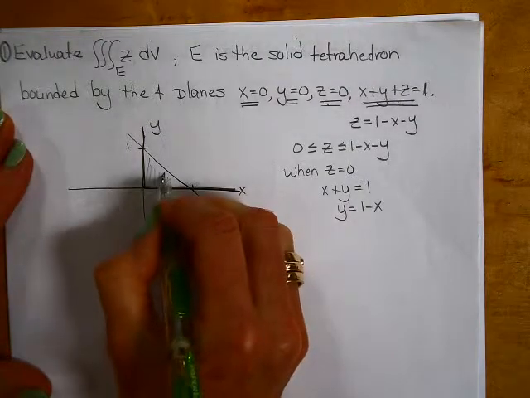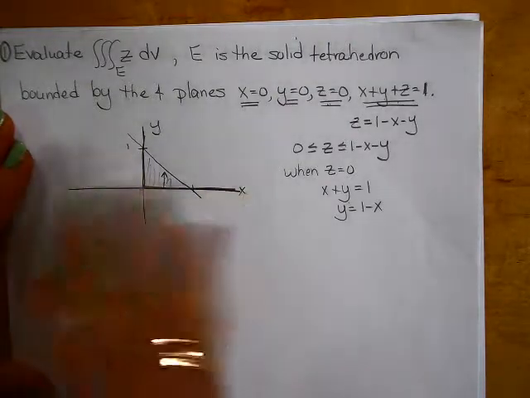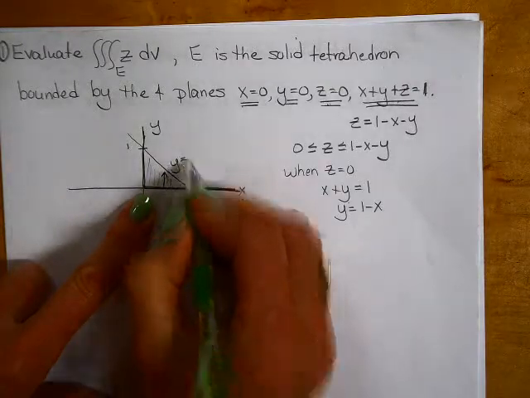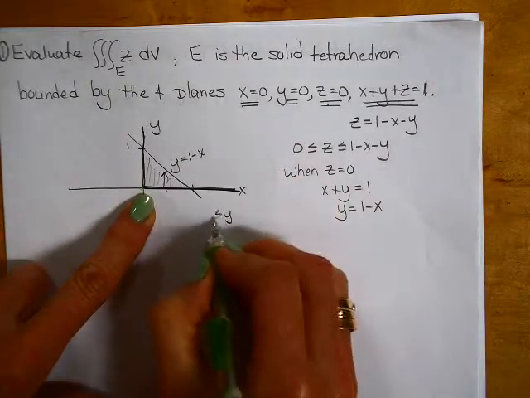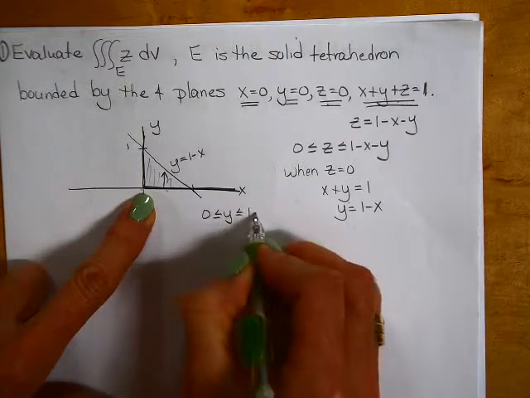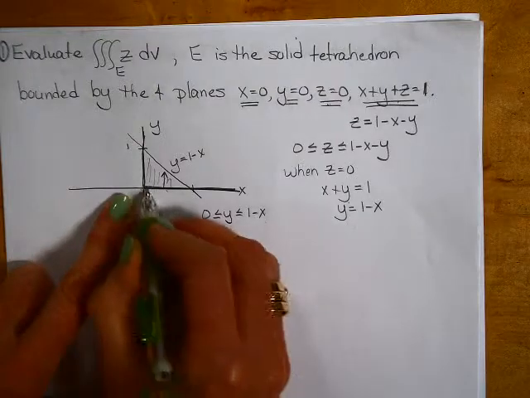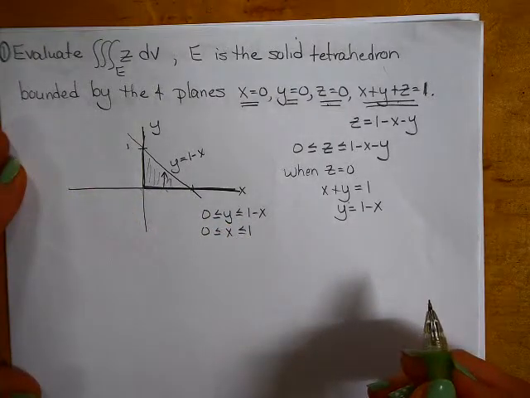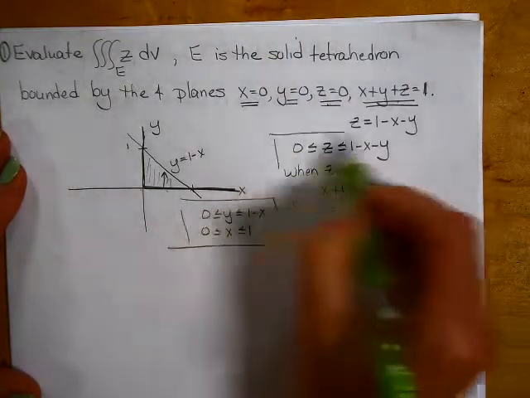So this is where you set up your limits of integration, just like we did when you had 2 variables. This is the line y is equal to 1 minus x. So I would let my y's range from 0 to 1 minus x. And then x is going to be ranging from 0 to 1. So there you've got all of your 3 limits of integration. You've got here for x and y, and you've got here for z.